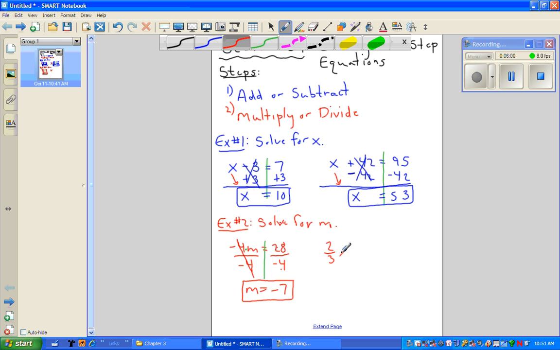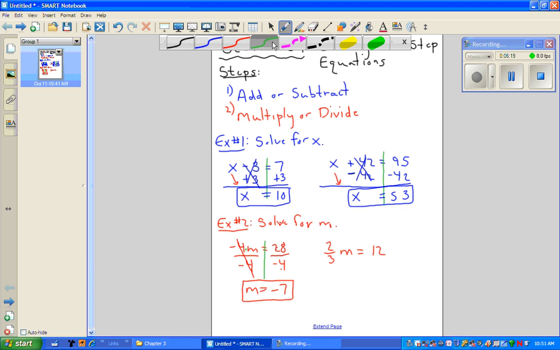2/3, we're doing m this time, aren't we? So let me erase that. So we got 2/3 m, all right? 2/3 m is equal to, let's go with 12. And we want to solve for m.